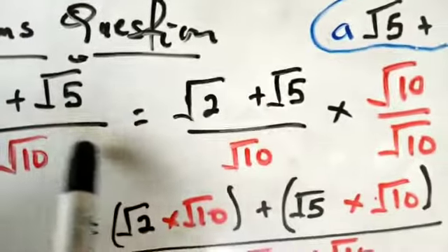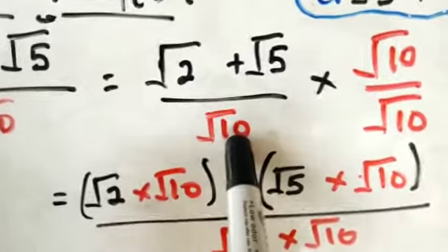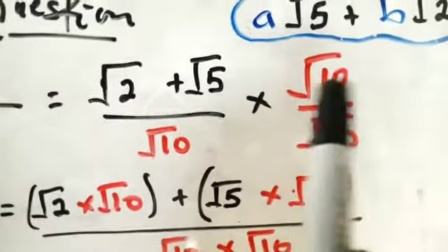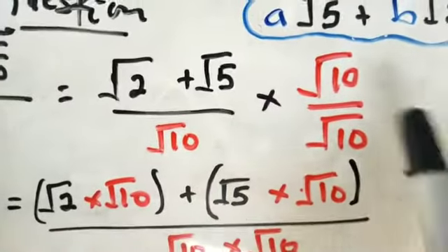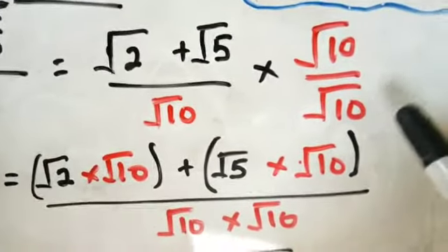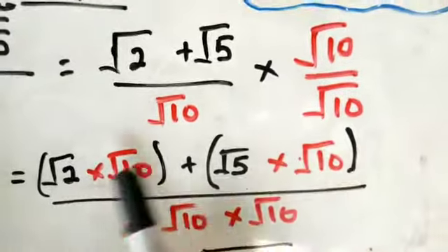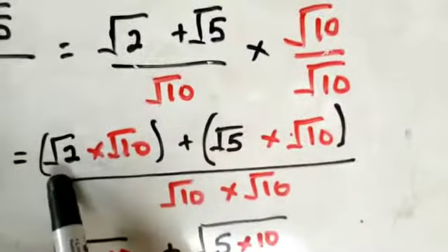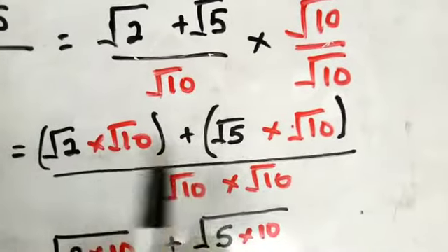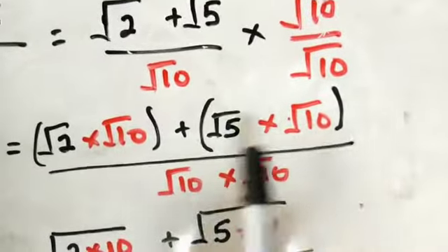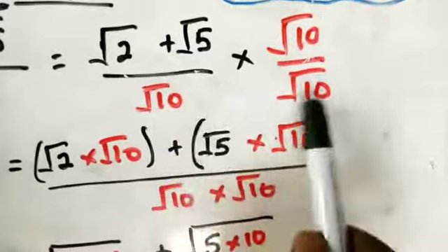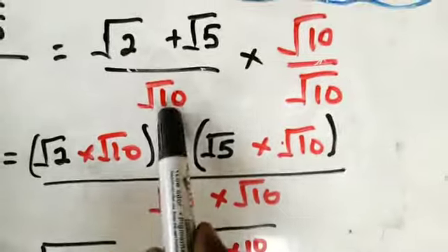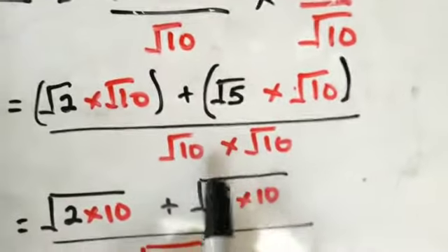So let's look at that. I have root 2 plus root 5 all over root 10. Then multiply by the denominator, root 10 over root 10. This is just a law. You need to obey the law, then move on. When you do your multiplication very well, you can see that root 2 multiplies root 10, and root 5 also multiplies root 10, so root 2 by root 10 plus root 5 by root 10, all over root 10 times root 10, top to top and down to down.